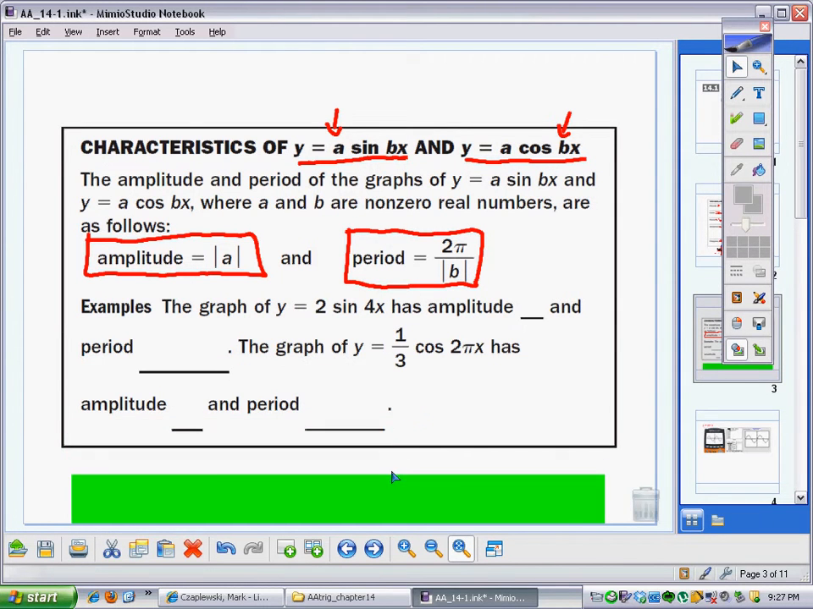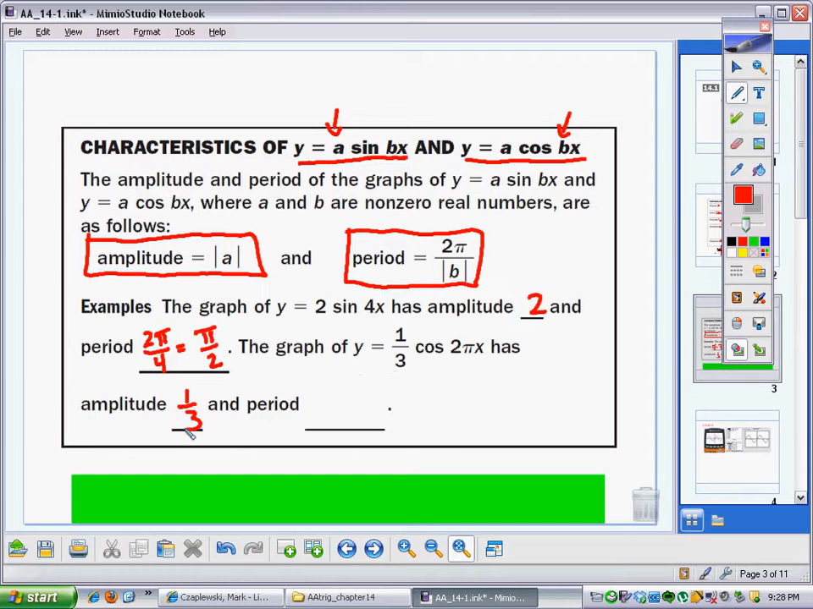So here are two examples. You do not have to write these down, but I'm just going to rifle through them fast. The graph of y equals 2 sine 4x has an amplitude, the absolute value of a, that number 2, and a period of, okay, this is 4, so if I take 2 pi and divide it by the absolute value of 4, which is 4, then my period is reduced to 1/2 pi, or pi over 2.